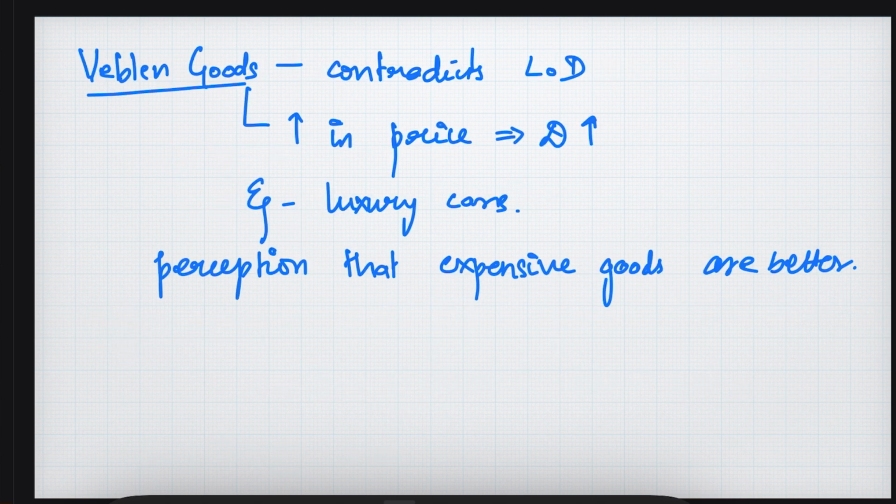Then there are Veblen goods. These contradict the law of demand. That is, with an increase in price of Veblen goods, their demand also increases because of the perception of people that expensive goods are better, such as luxury cars. If the price of luxury cars increases, or say a painting or an artifact increases, its desirability would increase, and hence its demand would increase further.